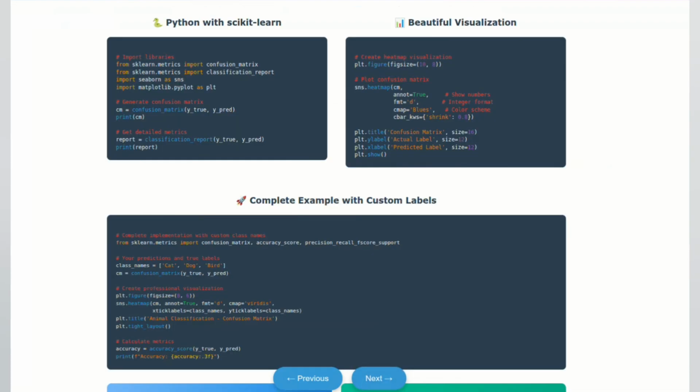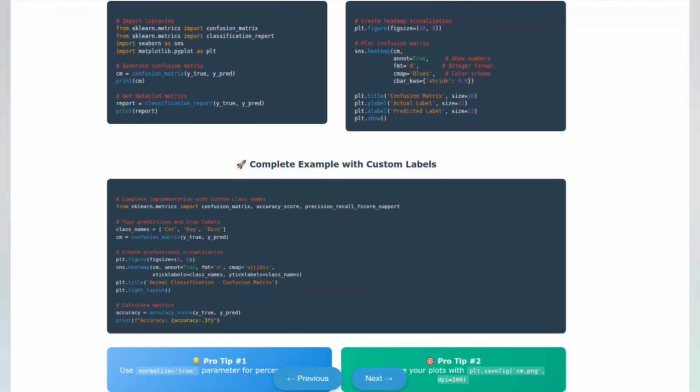Let's quickly look at how to create confusion matrices in popular tools. There are also great online calculators and visualization tools if you prefer a no-code approach.